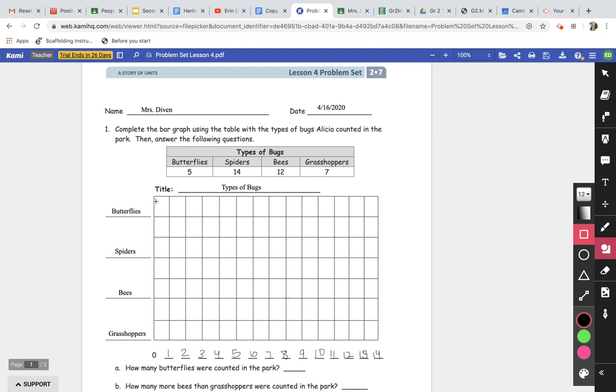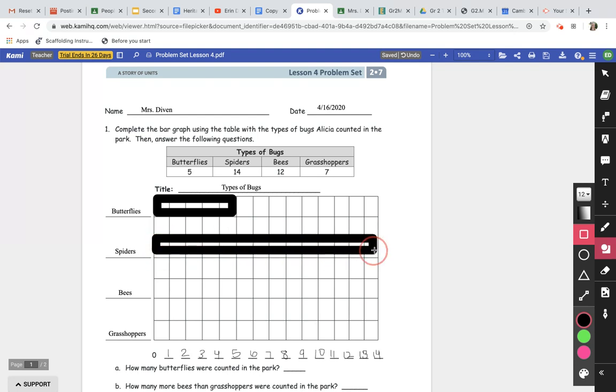So for butterflies, it says there's 5 butterflies. So I'm going to start at 0, and I'm going to go all the way to 5. And normally I would color this in, but for the sake of time, I'm just going to leave it like that. You guys could shade yours in completely. Okay, spiders. So there are 14 spiders. So I'm going to start at 0. I am going to drag this all the way to 14, which is the very end of my graph.